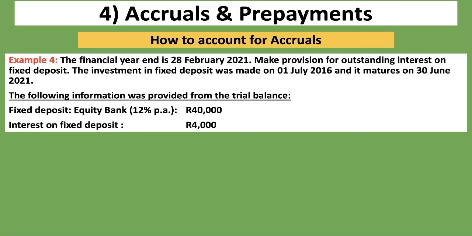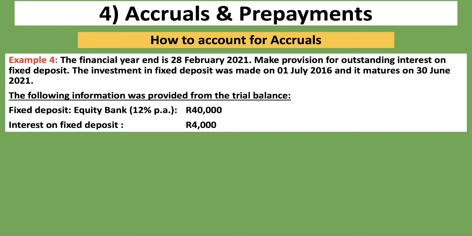And we're told that the investment in fixed deposit was made on the 1st of July 2016, which is some years back before this financial period, and it only matures after our financial period. Why is that important? Well, because that will affect how we do our calculation for the interest on fixed deposit. And we're also told that the following information was provided from the trial balance.